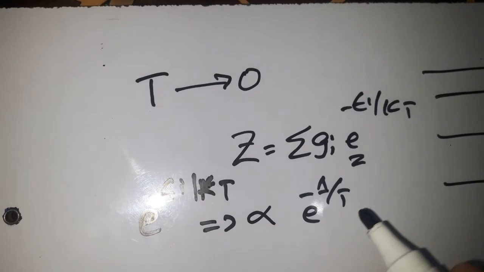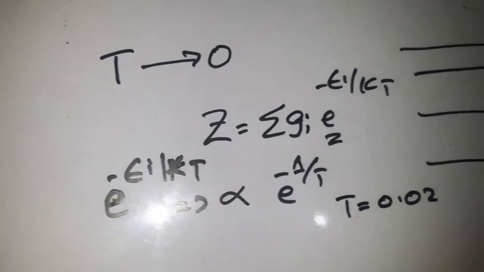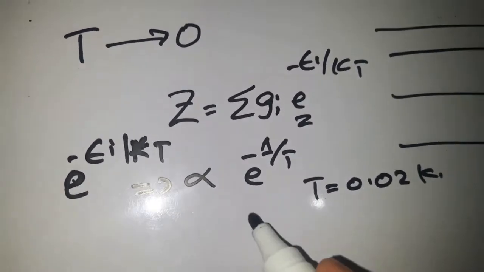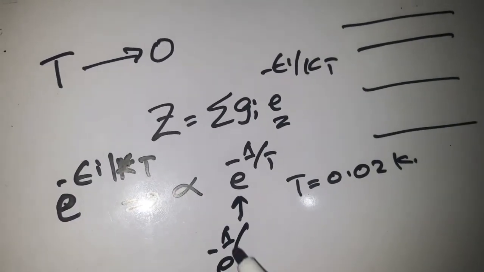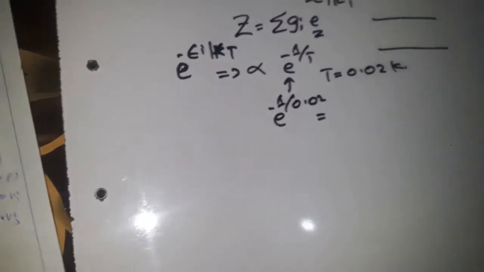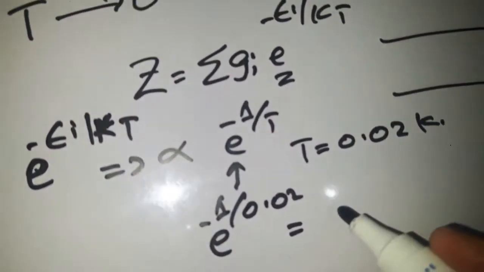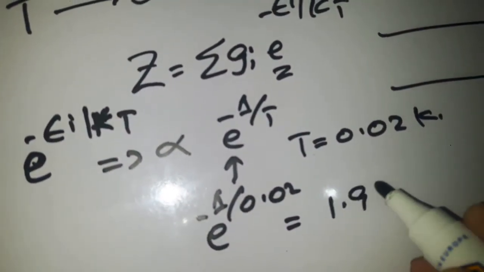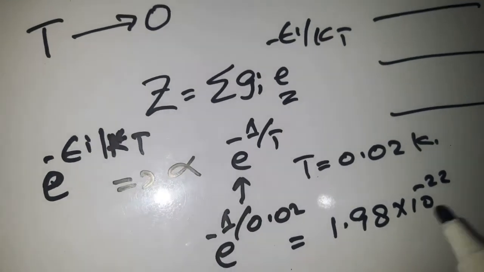So just suppose we take a very low temperature, 0.02 Kelvin, and put in this value. So e raised to minus 1 over 0.02. We are getting a value that is very small after calculation. It is 1.98 times 10 raised to minus 23. So this is quite a small value.